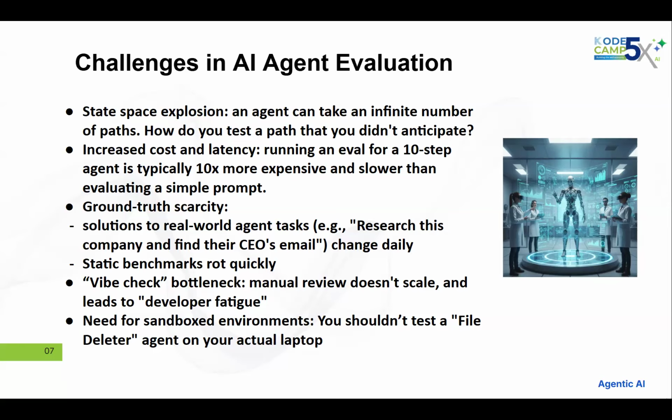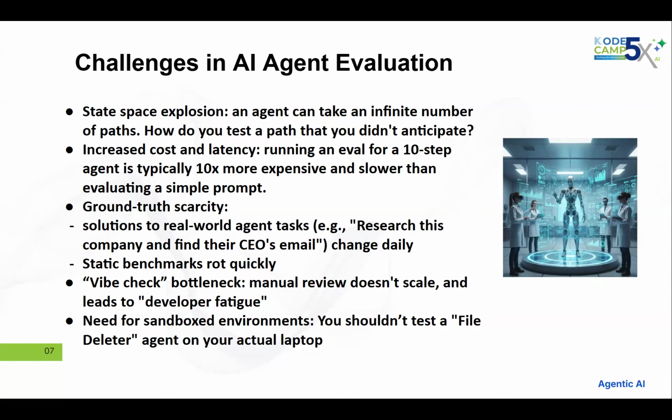And then manual review doesn't scale. I mean, how many execution paths are you going to check manually for a given user prompt? And how many prompts will you check manually? So manual review leads to developer fatigue, and it doesn't scale.